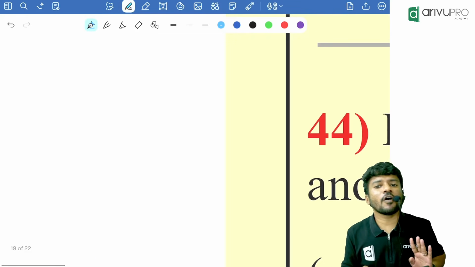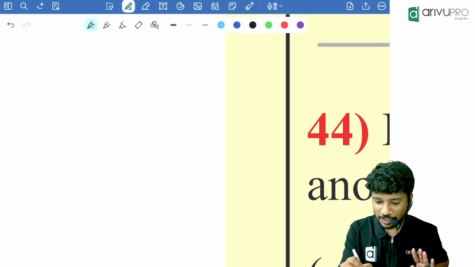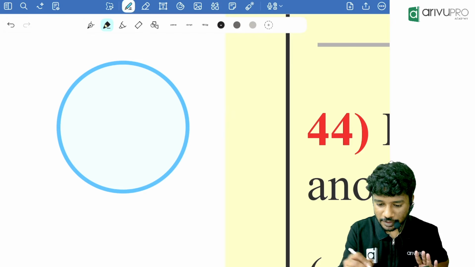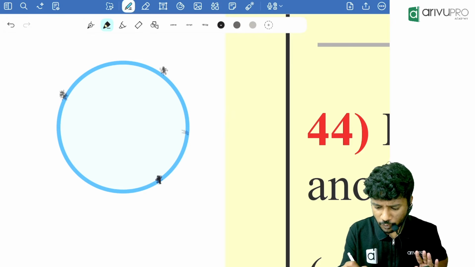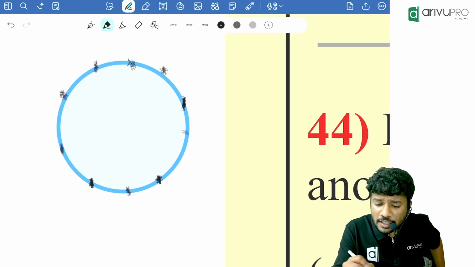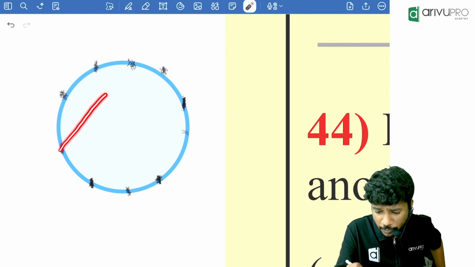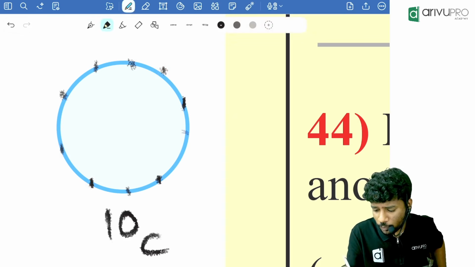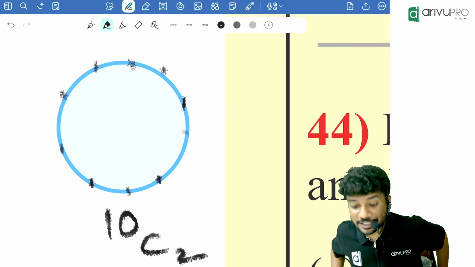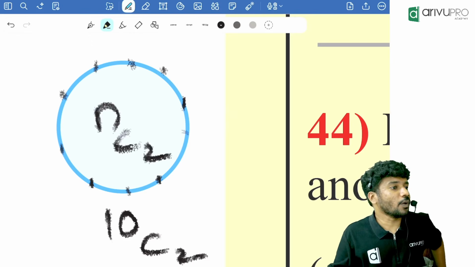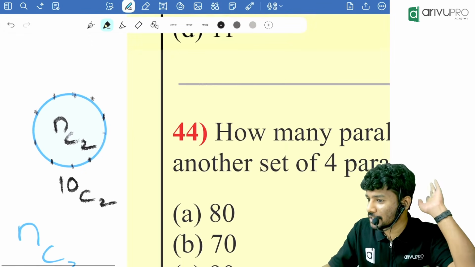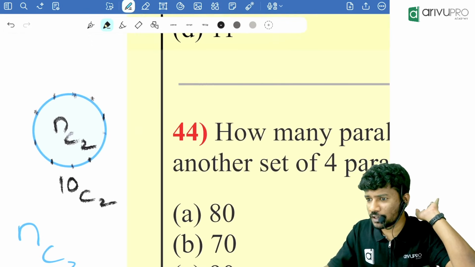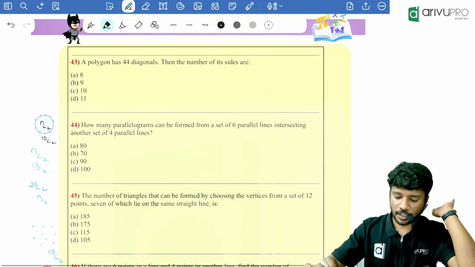Then, the number of chords in a circle. For example, our circle is there. There are a few points: 1, 2, 3, 4, 5, 6, 7, 8, 9, 10. How many endpoints are required to form a chord? 2 endpoints. Correct? 2 endpoints are required. Now if you ask me, from 10 or 11 points, how many points do I require? 2 points. So that's why it becomes NC2. I hope everyone understood this. Is this clear for everyone now? Yes. Well and good.